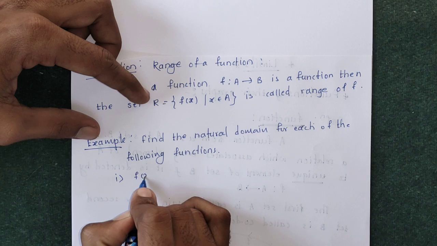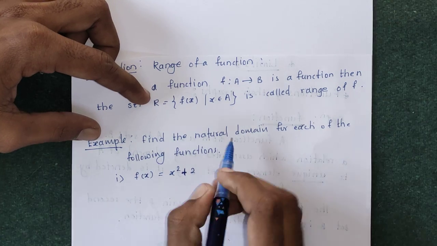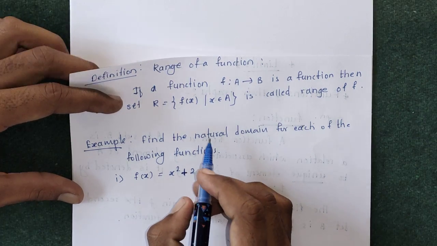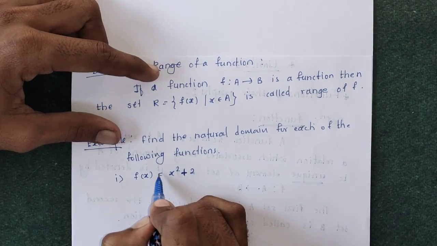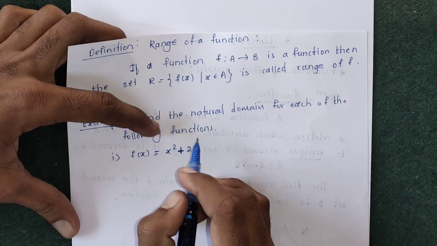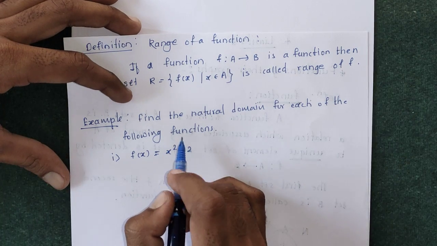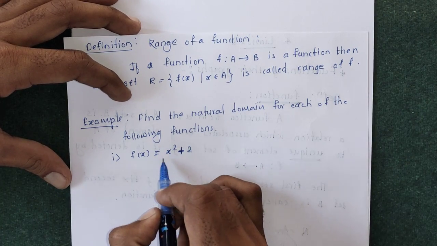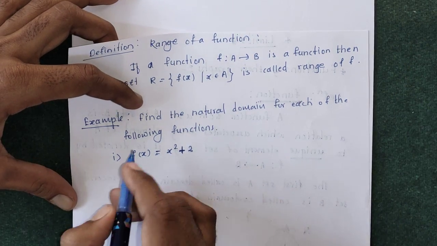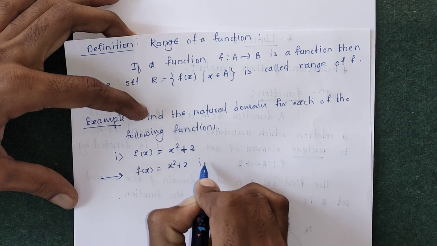First function is f of x is equal to x square plus 2. Find the natural domain. Natural domain means the domain on which this function can be applied, means the real numbers for which this function can be applied. This function is defined for any real number, because the square of any real number is a real number, and if we add 2 to that square, then we get another real number.